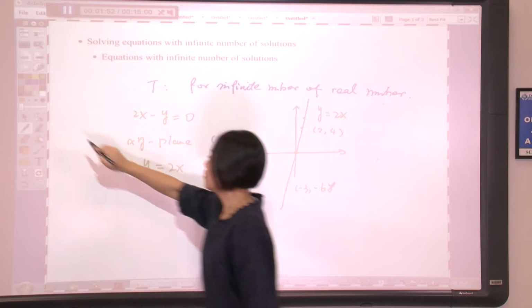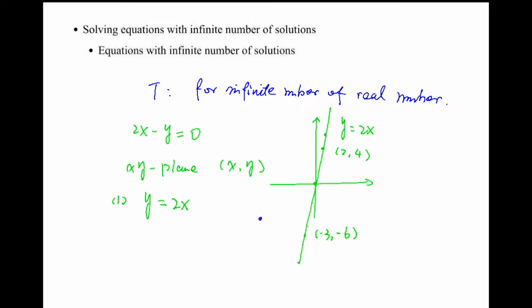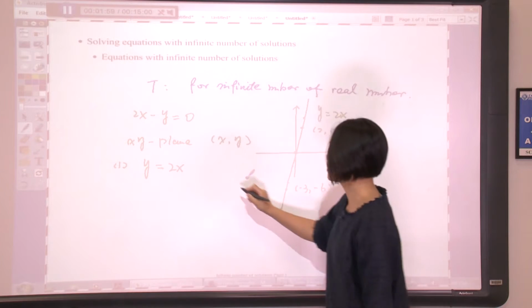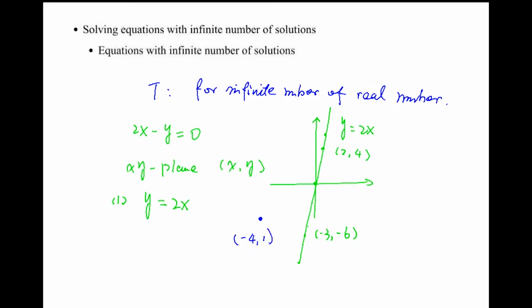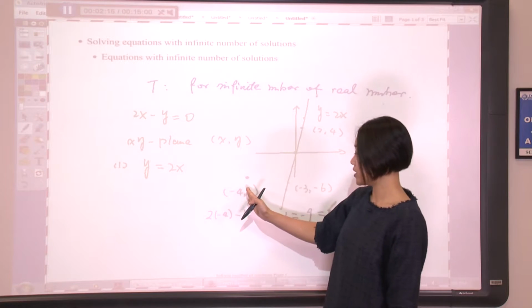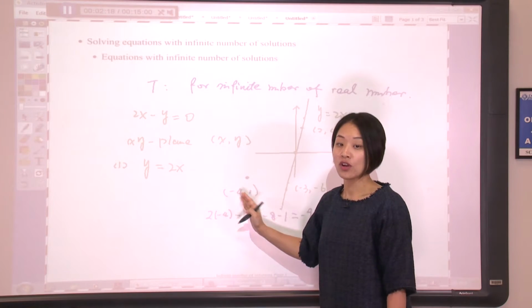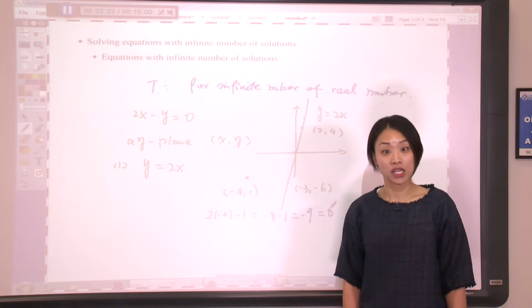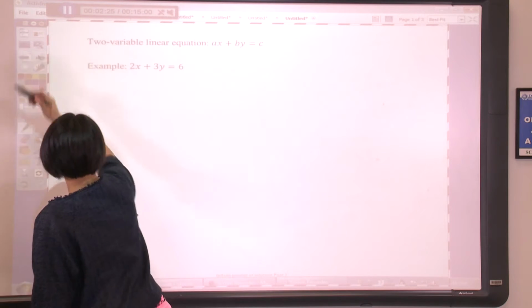But be careful, any point that is not on this straight line is not a solution. Say we pick (-4, 1). Let's plug back. You will have 2 times -4 minus 1 equals -8 minus 1 equals -9, which is not 0. So this point is not a solution. So now let's talk about how to find solutions for such equations. Let's turn to the next page.